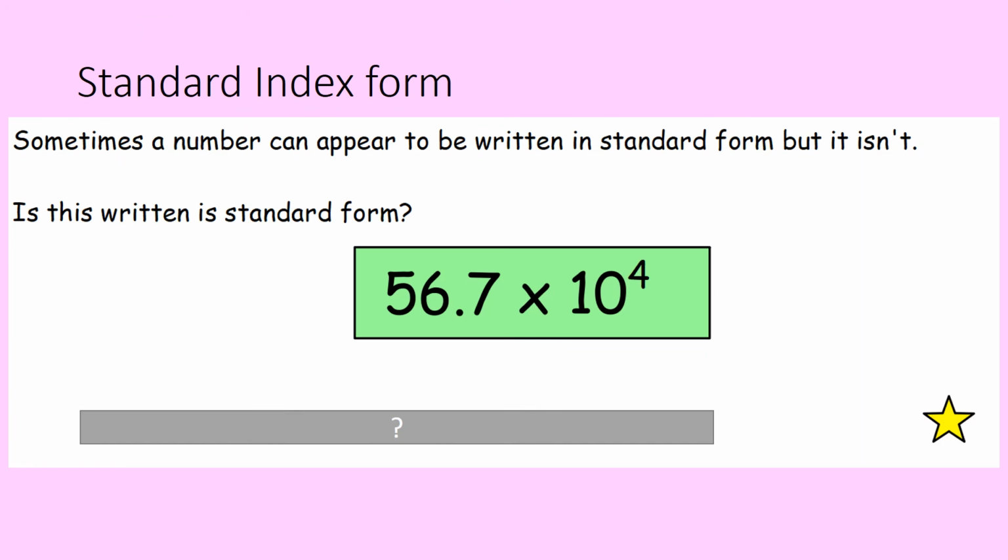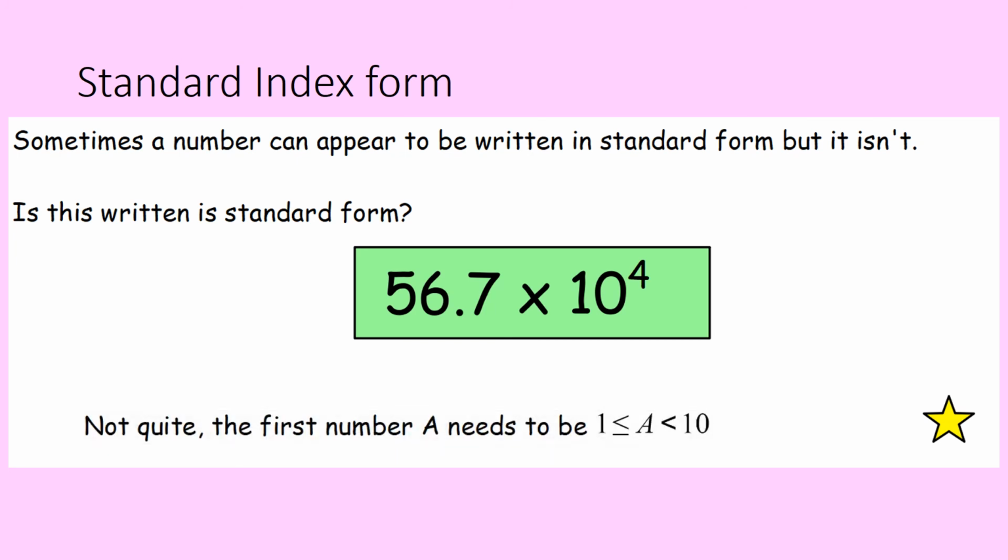Is 56.7 times 10 to the power of 4 written in standard form? Yes or no? The answer is no, it's not. And why is it not? Well, when you write in standard form, the digit needs to be between 1 and 10, but 56.7 is greater than 10. So therefore, it's not in standard form. So how would we deal with this situation? Well, remember, the first number, that digit term, needs to be between 1 and 10. So how would we adjust this to make it into standard form?